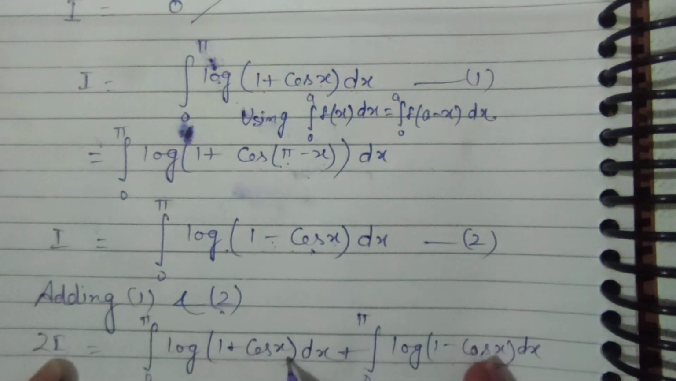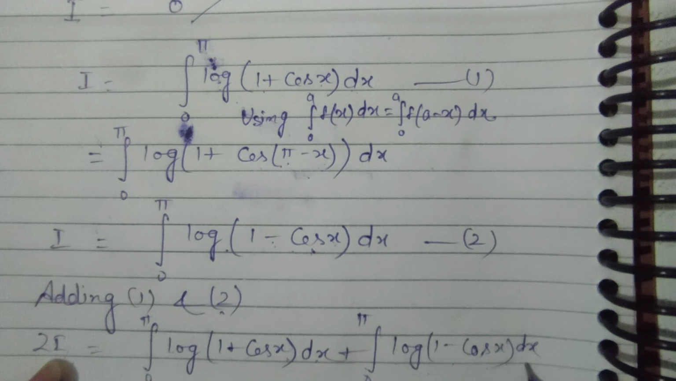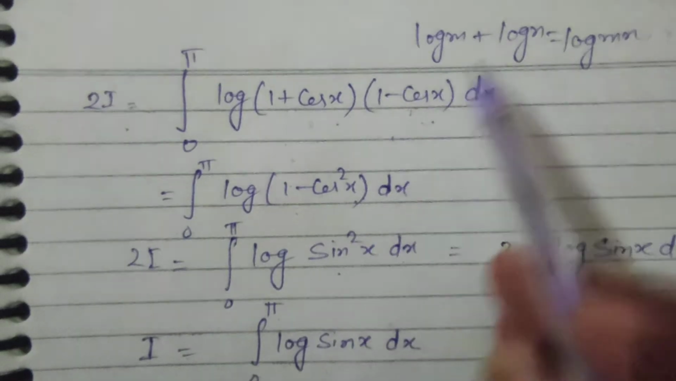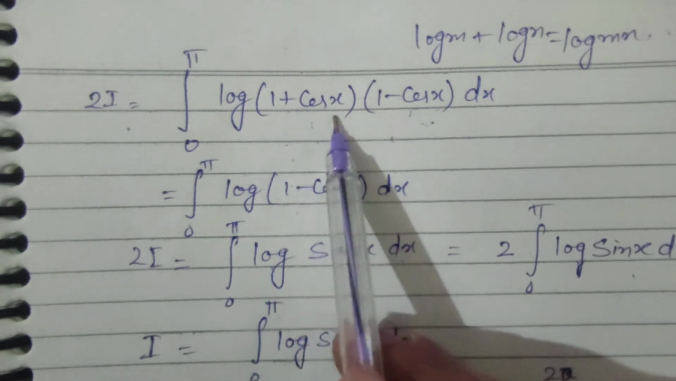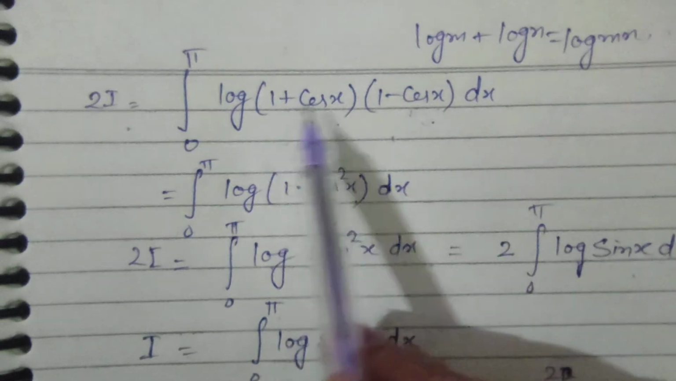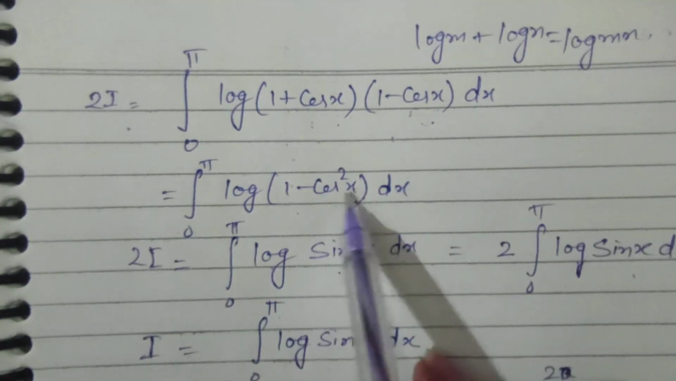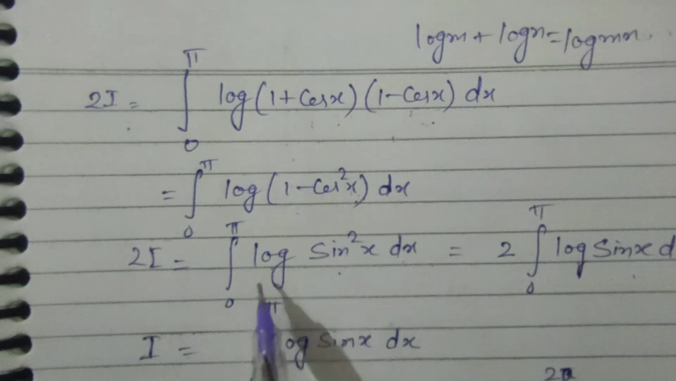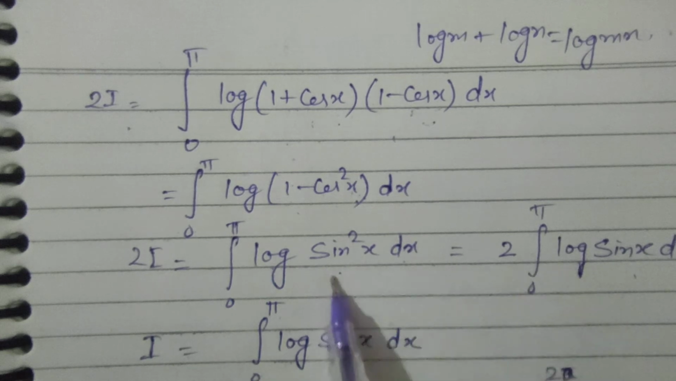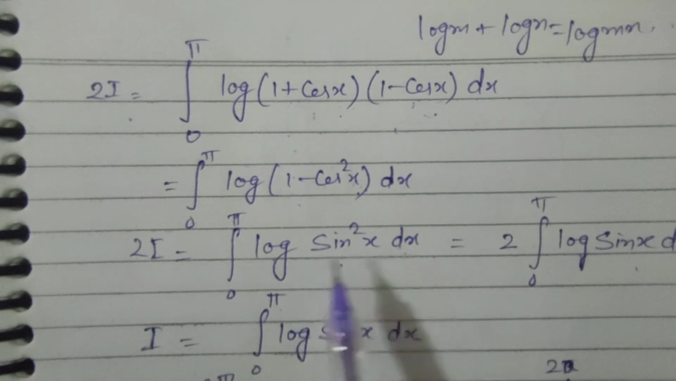Log of 1 plus cos x dx and log of 1 minus cos x dx, and the limit is the same. After adding log of 1 plus cos plus log of 1 minus cos, then it is log m plus log n. Log m plus log n we can write as log mn. So it is log of 1 plus cos into 1 minus cos dx. 1 plus cos into 1 minus cos, a plus b into a minus b, a square minus b square, and 1 minus cos square is sin square x. So it is log of sin square x dx. 2I is equal to log of sin square x dx.